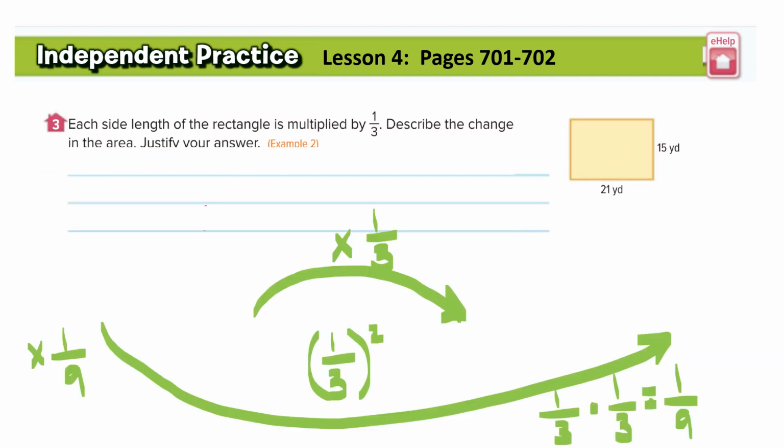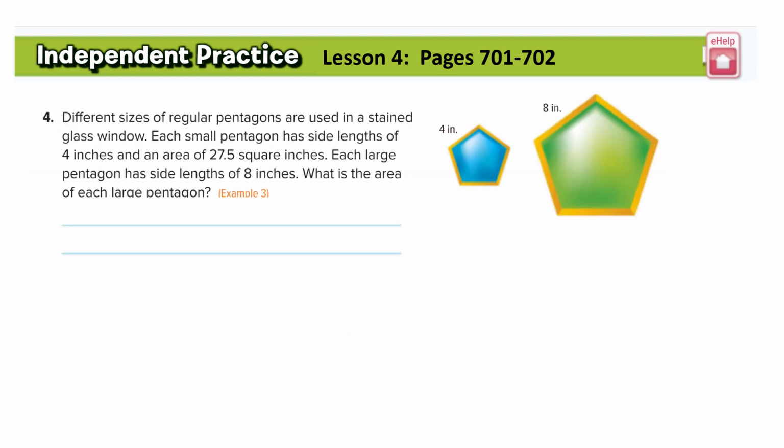Question number 4. Different sizes of regular pentagons are used in a stained glass window. Each small pentagon has side lengths of 4 inches and an area of 27.5 square inches. Each large pentagon has side lengths of 8 inches. What is the area of each large pentagon?